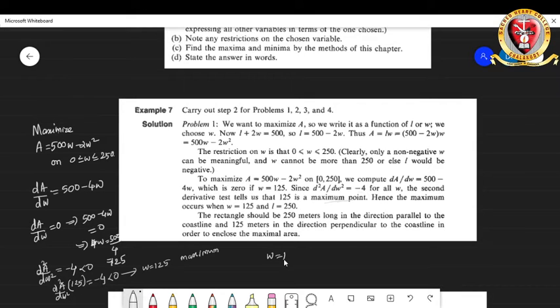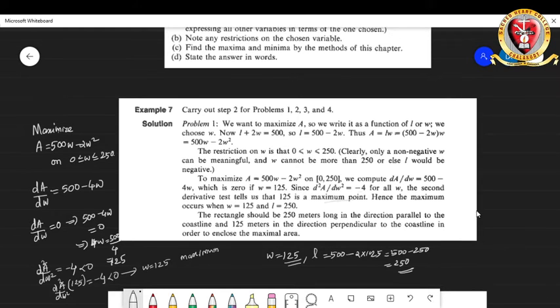So when W is equal to 125, we know that L is equal to 500 minus 2 into 125, which is equal to 500 minus 250, which is equal to 250. So you have W is equal to 125 and L is equal to 250 as the answer, and at those values you will have the maximum area of grazing land for the sheep. So the rectangle should be 250 meters long in the direction parallel to the coastline and 125 meters in the direction perpendicular to the coastline in order to enclose the maximal area for the grazing land.